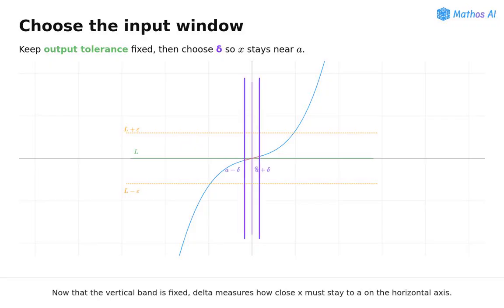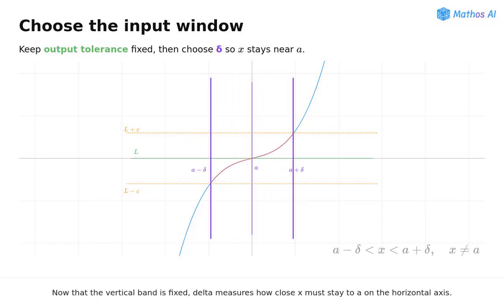Now that the vertical band is fixed, delta measures how close x must stay to a on the horizontal axis. The allowed x values lie between a minus delta and a plus delta, not counting x equal to a itself.